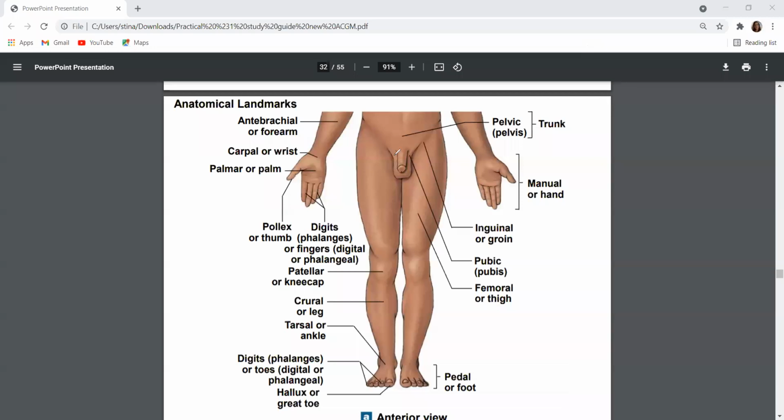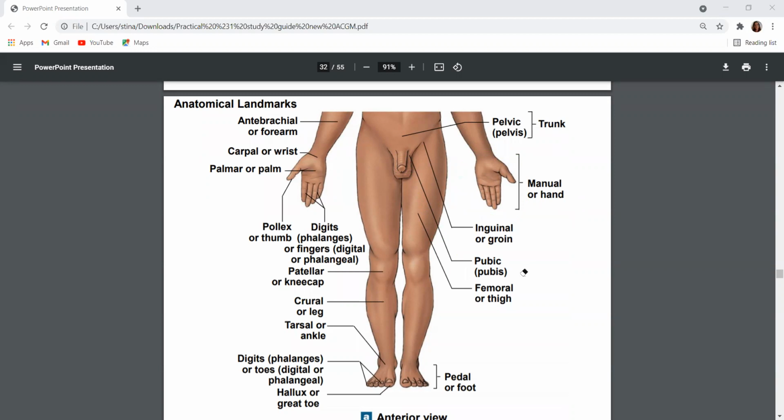So here you're seeing all of the male external genitalia. So that right there would be the pubic. Okay. Now the hand over here on the right-hand side, you'll see that the entire hand, which is the palm or the palmar, the pollex, and the digits or phalanges, all of that would be called the manual. So if you do manual labor, it means you're using your hands. So here in our medical terminology, the entire hand would be called manual.